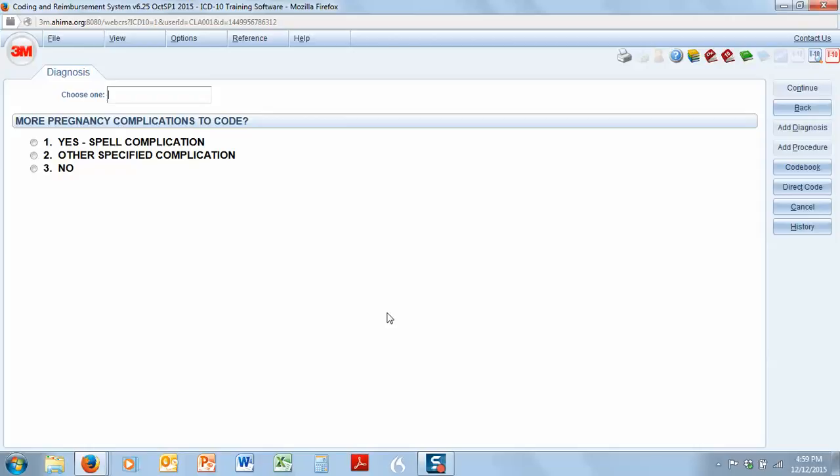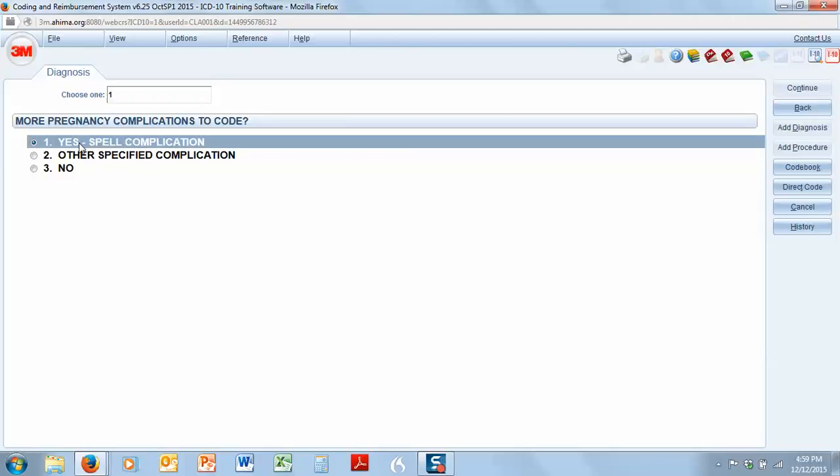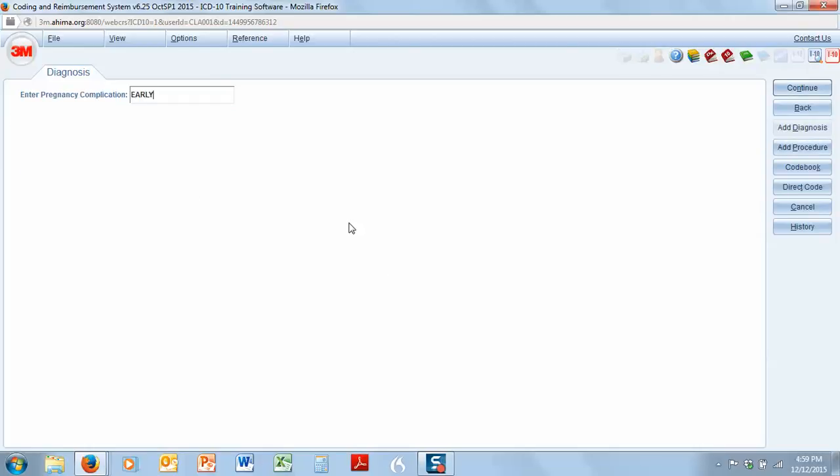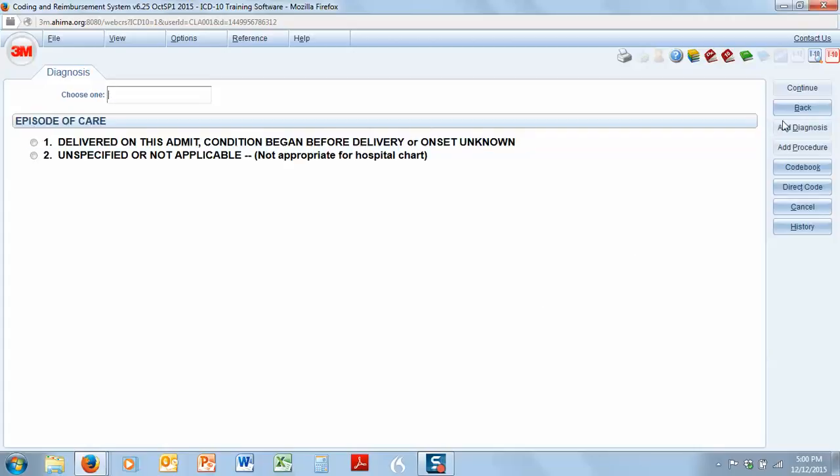Now, do we have another complication? Absolutely we do. What is that complication? She was only 36 weeks pregnant when we delivered her. So what we're going to pick here is yes, and we're going to spell early. And that's going to automatically bring up early onset of delivery, spontaneous. Now, even though it says spontaneous, don't worry about it, because again, that's a non-essential modifier, right? Which means it could apply or it may not apply. So we have early onset of delivery because we took her in and we took that child. So we're going to pick that. And we're going to click.